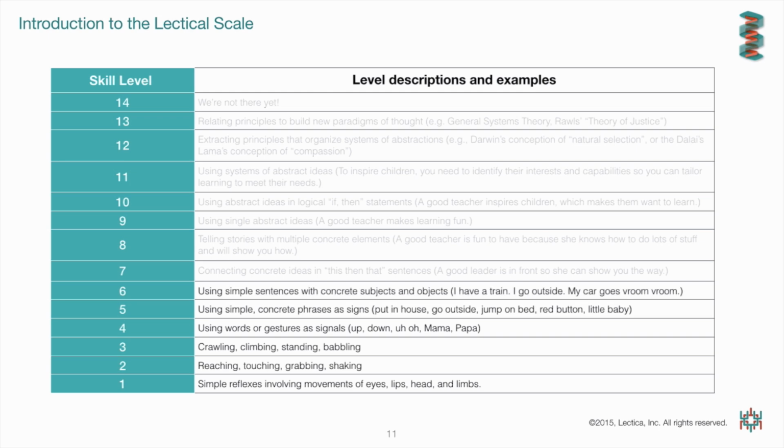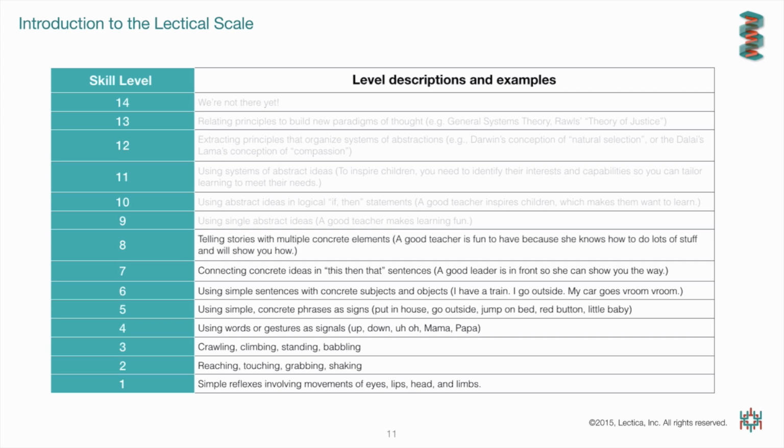At level 6, young children construct simple sentences with concrete subjects and objects, such as "I have a train," "I go outside," "my car goes vroom vroom." At level 7, children begin connecting concrete ideas in this-then-that sentences, such as "a good leader is in front so she can show you the way."